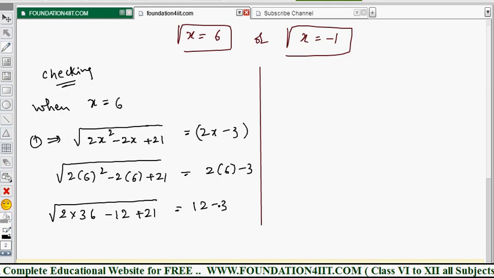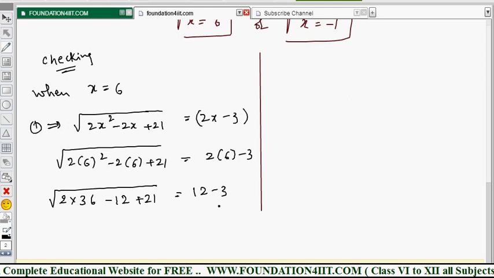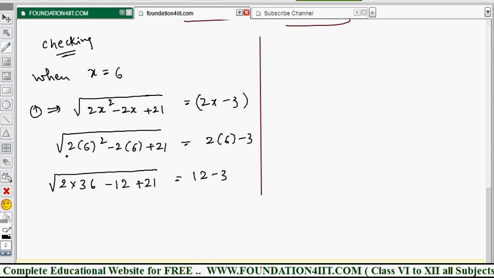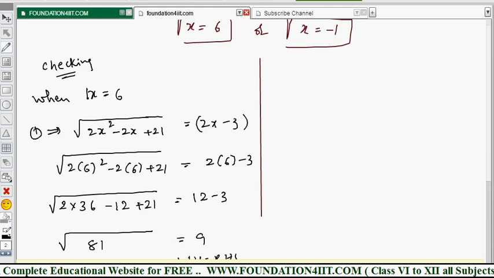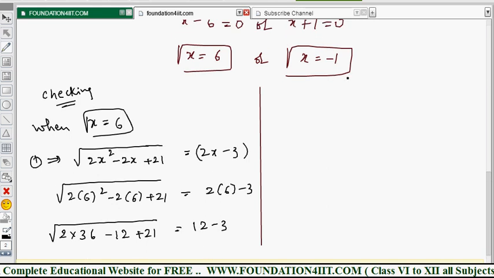Now, square root of 36 into 2, that is 72 minus 12 plus 21, which totals 81. This side is 9. Here the root of 81 is 9, so 9 is equal to 9. So we got LHS equal to RHS. Therefore x is equal to 6 is a root of the given equation. Now not only this, let us check with minus 1 also.